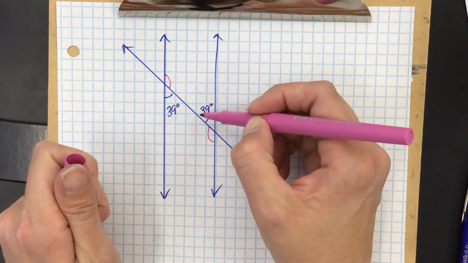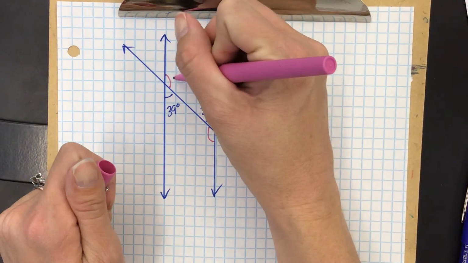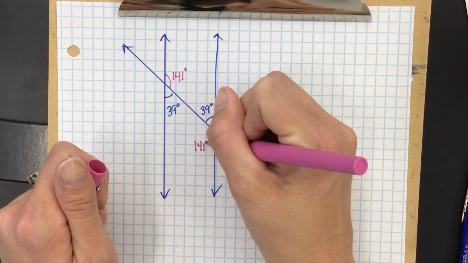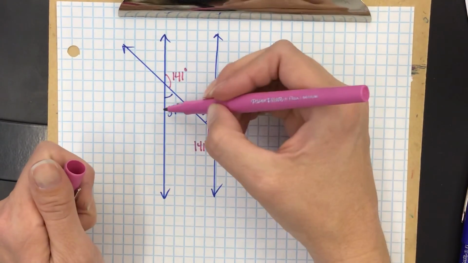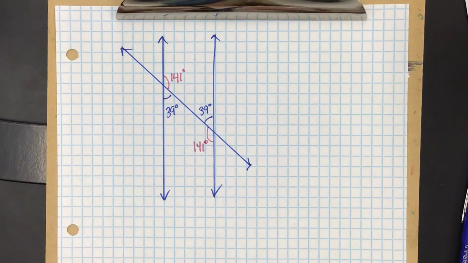And if we know that this is 39, these are actually supplementary angles. So this will be 141 degrees, 141 degrees. Okay, because you can actually see it. See how it adds to 180 here, 180 here? Does that help?